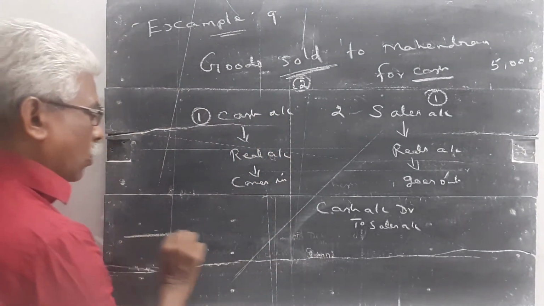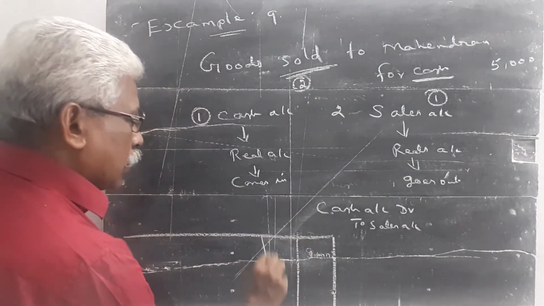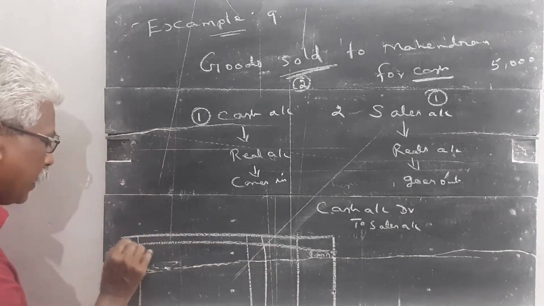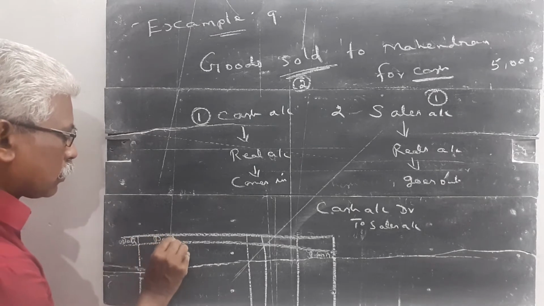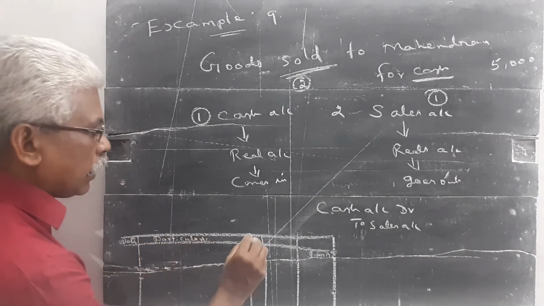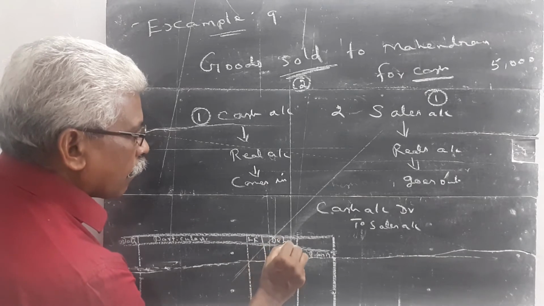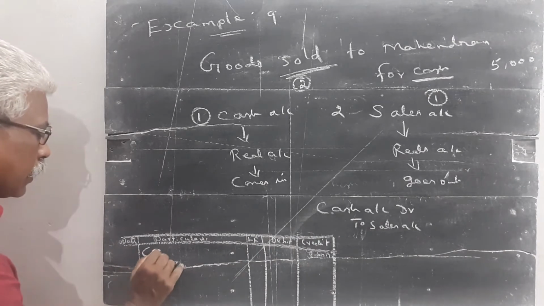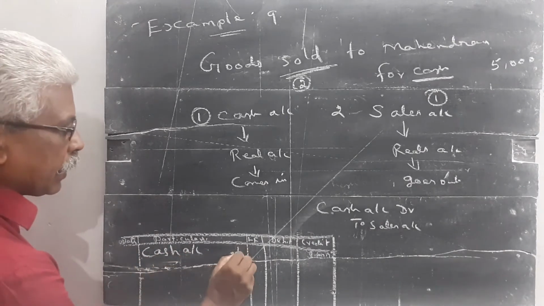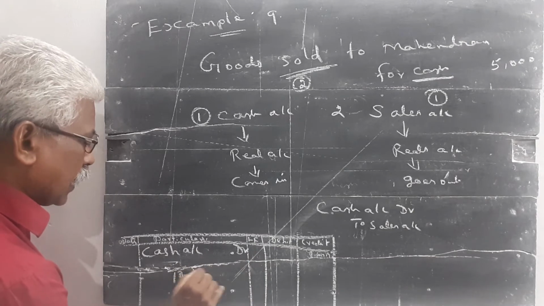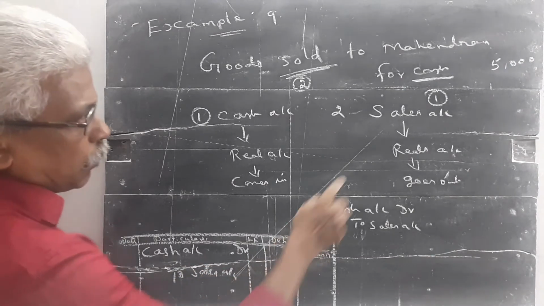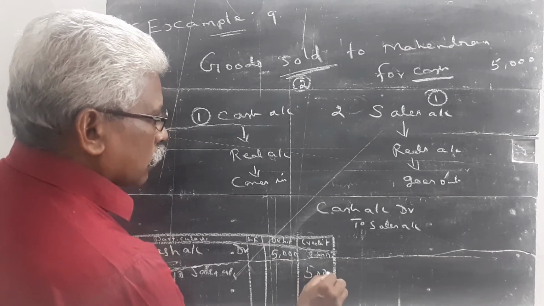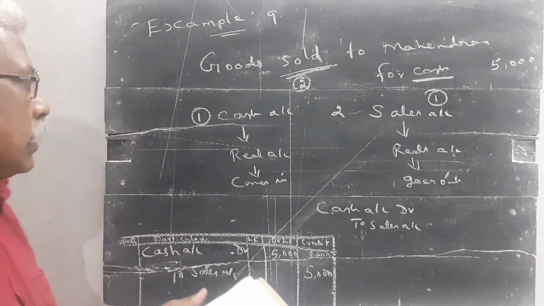Then in the accountancy book, it contains 5 columns: date, particulars, ledger folio, debit and credit. First the debit aspect is entered. Cash account debtor to sales account. The amount is 5,000. Okay, then do the 10th problem.